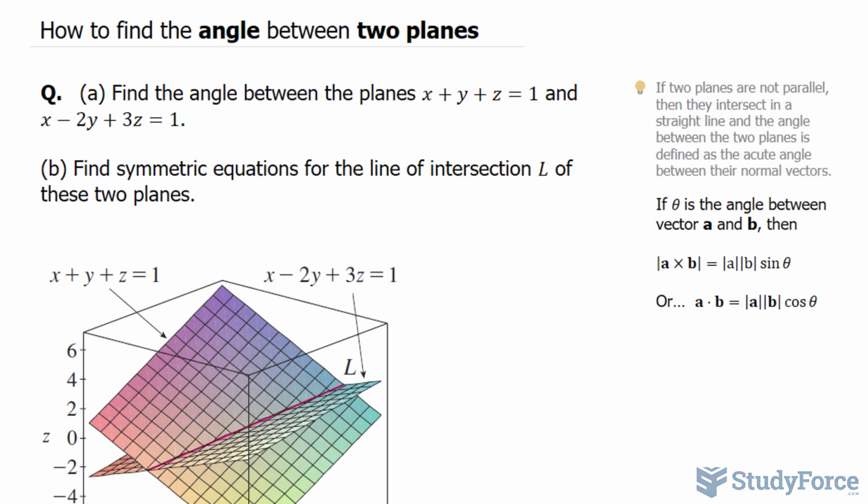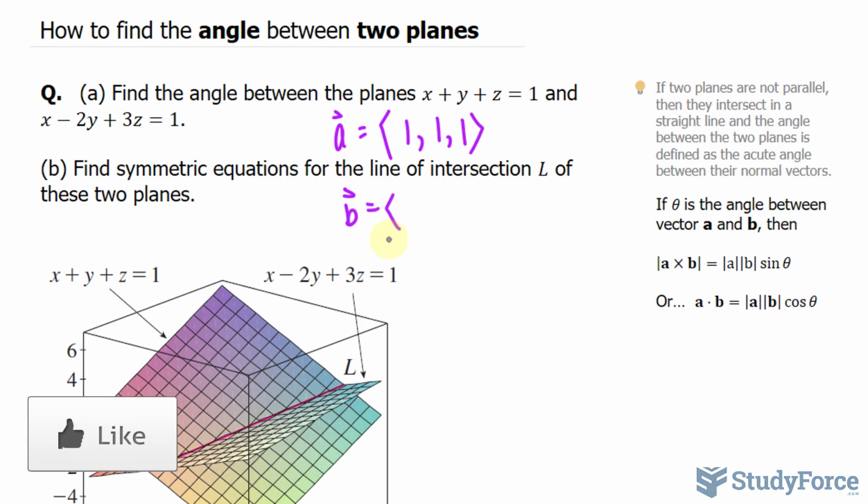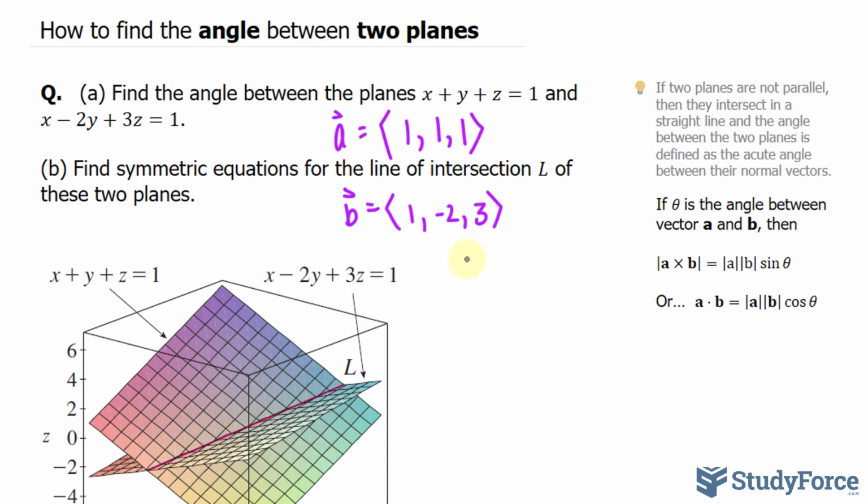So how do we find the normal vector given these equations? It's actually not that bad. All you have to do is look at the coefficients of x, y, and z for each. For example, if you want the normal vector here, I'm going to call it A, that will have the x, y, and z components of 1, 1, and 1. I'll call the normal of this plane vector B, and that has the x, y, and z components of 1, -2, and 3. So both of these vectors are at 90 degrees to their plane.